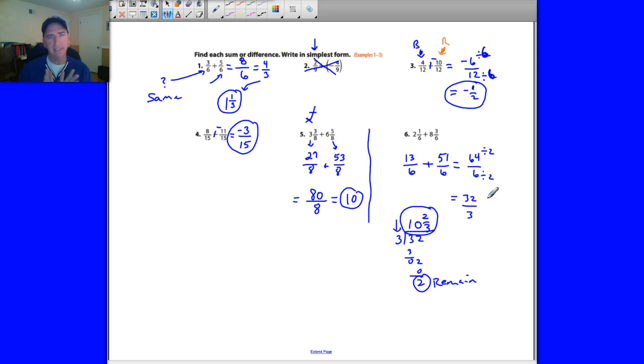Okay, so those are the basics of it. I'm going to stop this video, and in the next 2 videos I'm going to show you a couple of applications, and later on we'll talk about an alternate way to do this addition without changing them to improper, but for now it's probably the best way to go about doing that.